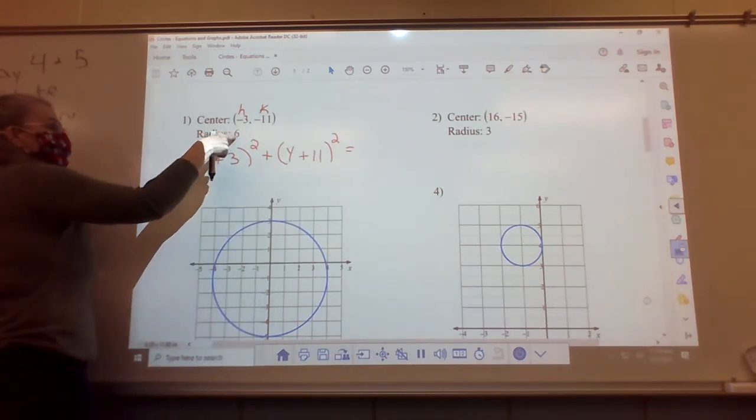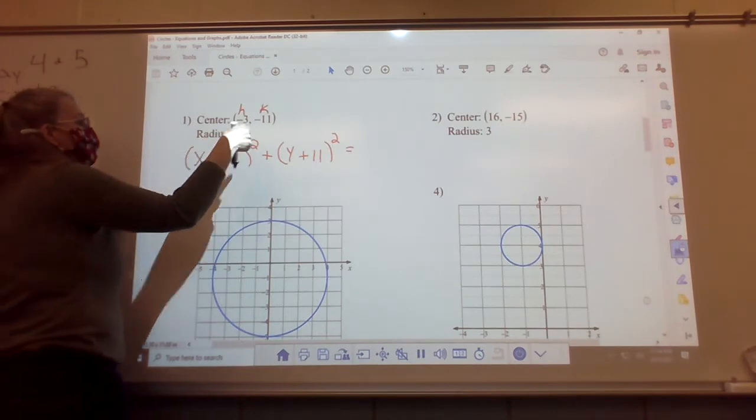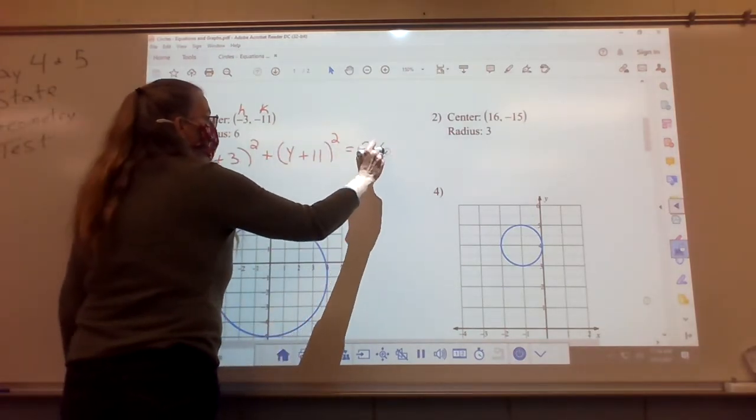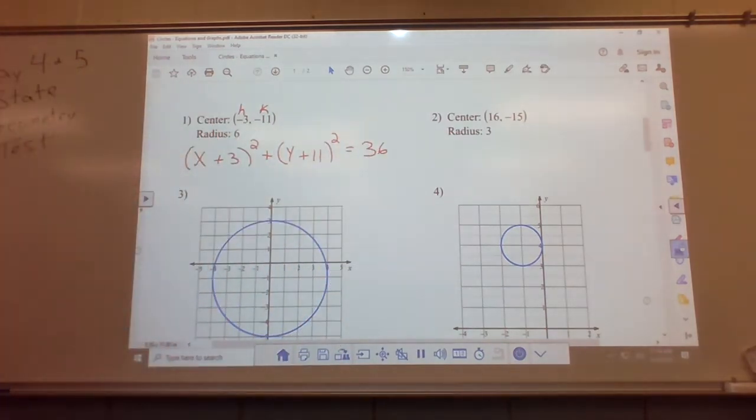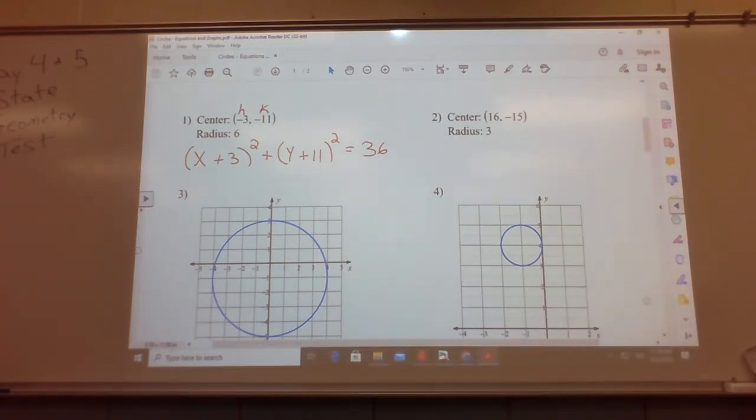The radius is 6, so radius squared is 6 times 6, which is 36. So there's your equation for the circle. Now go and try number 2. Kind of plug everything into your equation. Give it a shot.